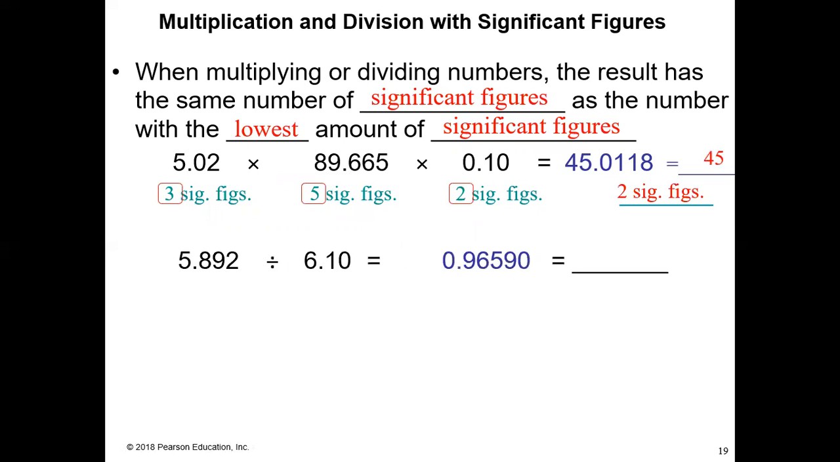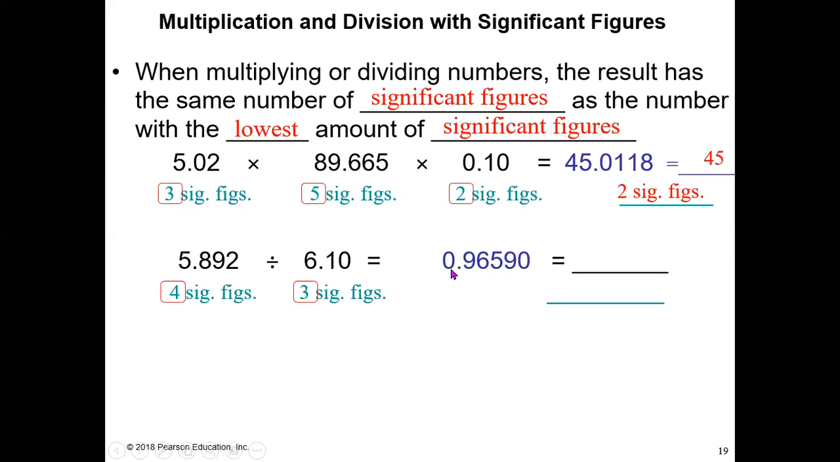Another example is we have 5.892 divided by 6.10. We get the number 0.96590 from the calculator. So what will be our final answer? We count again how many sig figs are in these two numbers. This has 4 sig figs, and this has 3 sig figs. We compare 4 with 3, so 3 is lower. Therefore, we will keep 3 sig figs in this number.